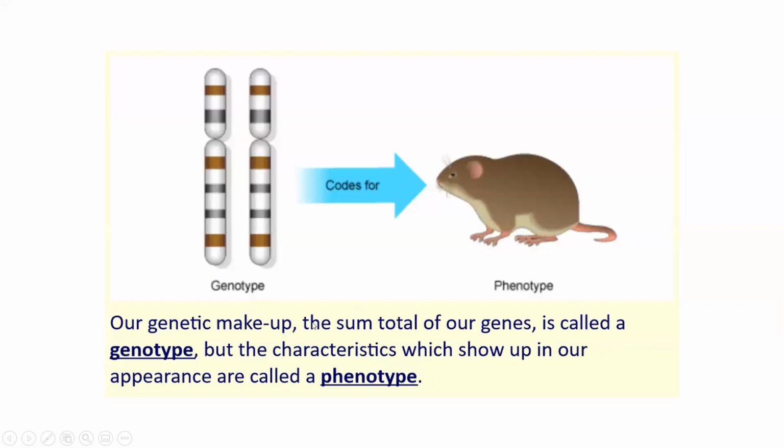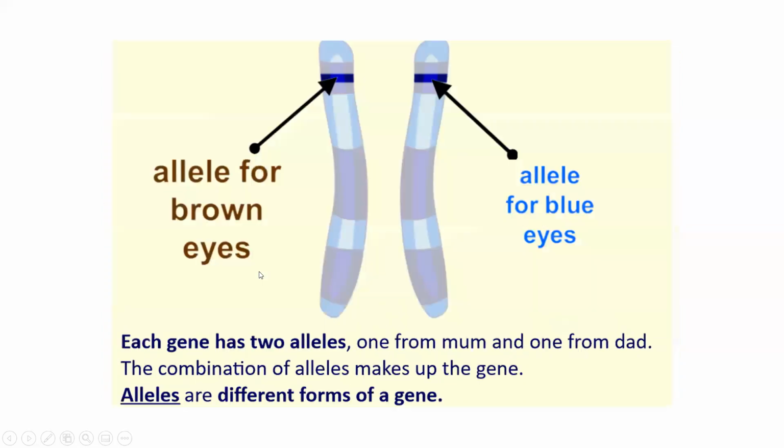So our genetic makeup is the sum total of our genes. We call this our genotype, but the characteristics which show up in our appearance are called a phenotype. If we have a look at this person, their genotype is brown and blue, but their phenotype is only going to be one of them. We're going to have a wee look at why that is the case.